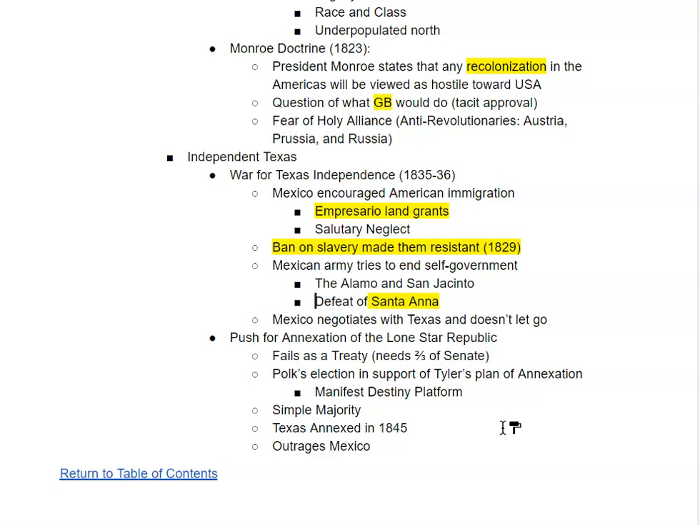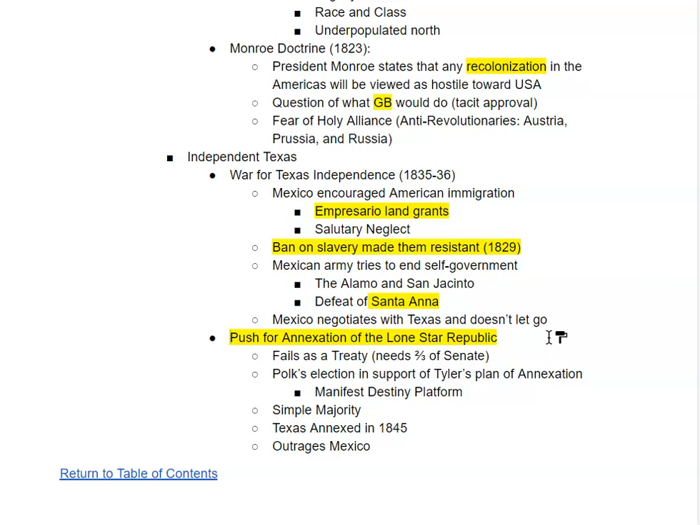About 10 years later, there begins to be a major push for annexation of the Lone Star Republic to the United States. Texas had run up a debt and had a poor economy on its own, and many had shifted from the glory of independence to the idea that being one of the United States would be a better idea. So they petitioned for annexation. It fails as a treaty, needing 2/3 of the Senate, and so they'll actually push it through as just a law, as a plan of annexation.